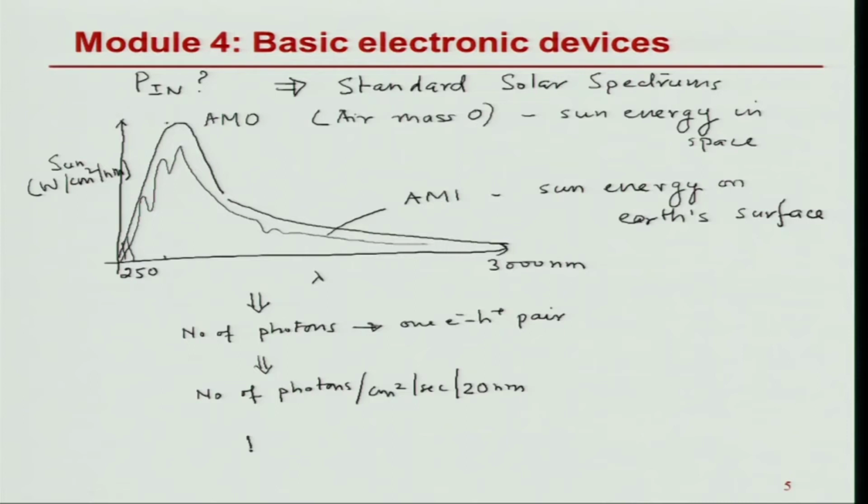So if I need to now calculate P in, the total energy that I am getting in the sun spectrum, I will integrate over all wavelengths. I will take the flux, which I am defining as the flux of photons at different lambda, and the energy at that lambda for the photons, the number of photons multiplied by the energy. If I integrate this, this is my total power in.